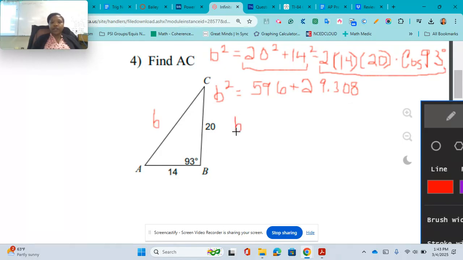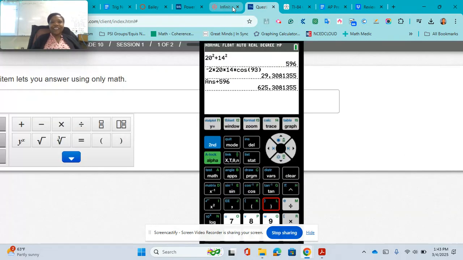So b squared equal 625 point, what was it? 308.